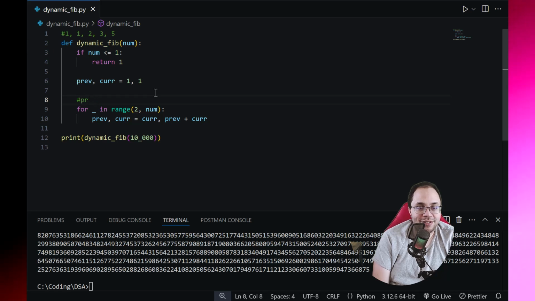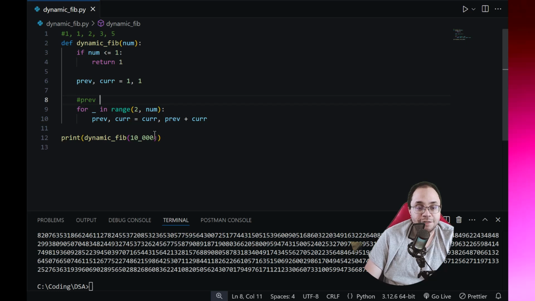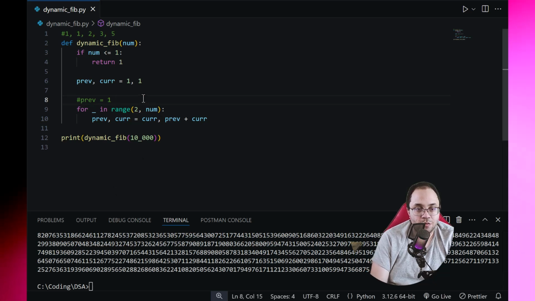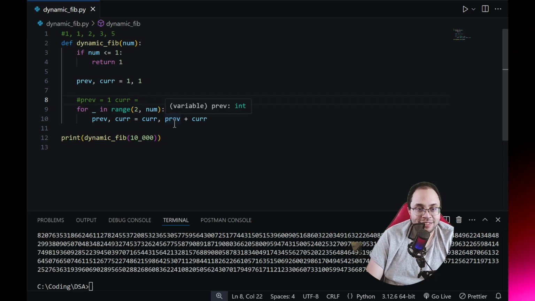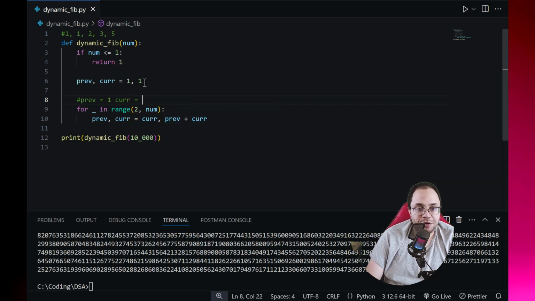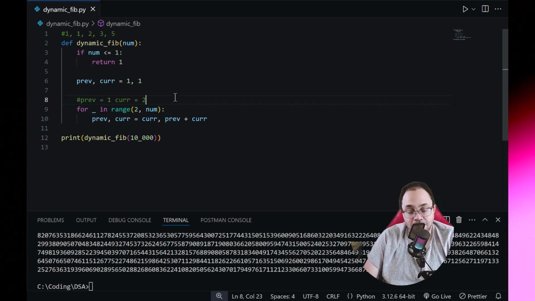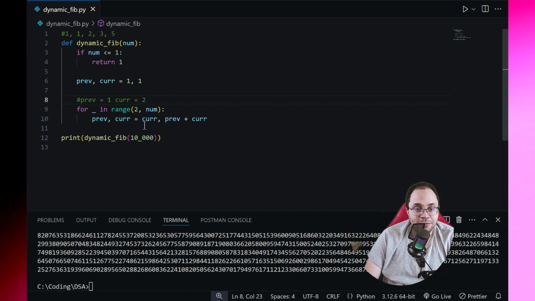Previous right now is 1, and current right now is 1. So let's do the first iteration. The first iteration says that previous becomes current, so previous is equal to 1. That's what you need to remember here: previous is equal to current. And then what about current? Current becomes equal to the previous number plus the current number. They're both 1 right now, so current will become 2. That's after the first iteration. Let's go to the next iteration. Previous will become current.